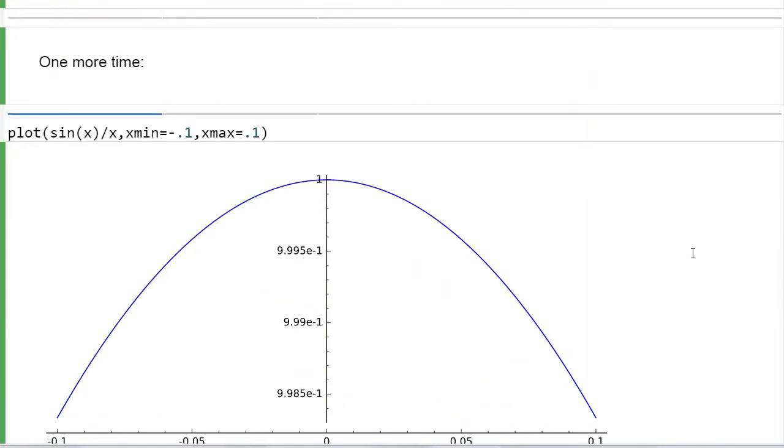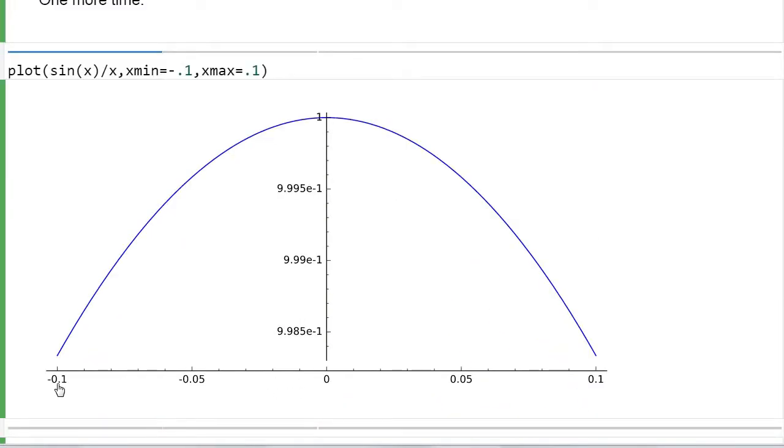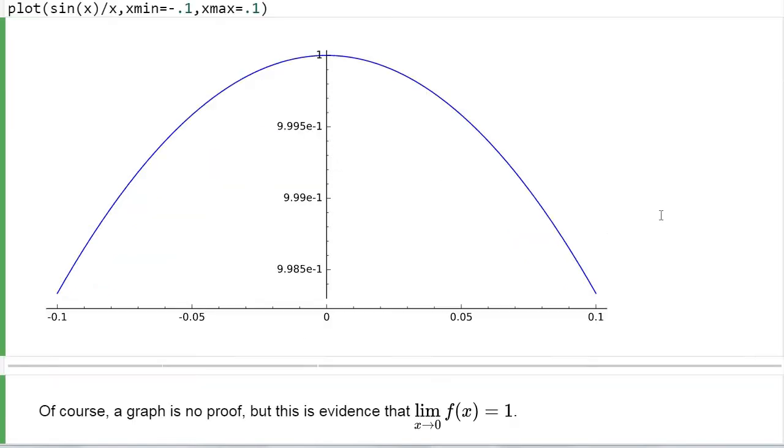One more time, I'll zoom in. So -1/10 to 1/10 on the x-axis. Notice the y-axis. See the scientific notation here. This e minus 1 means move the decimal point 1 to the left, so this is 0.9985, and again it still looks like 1. Now this is not proof that the answer is 1. Maybe the answer is just really close to 1, not quite 1, maybe, who knows. But this is at least graphical evidence that the limit is 1.